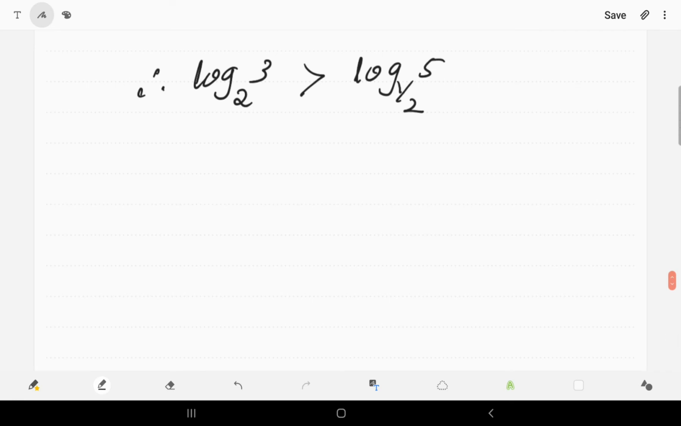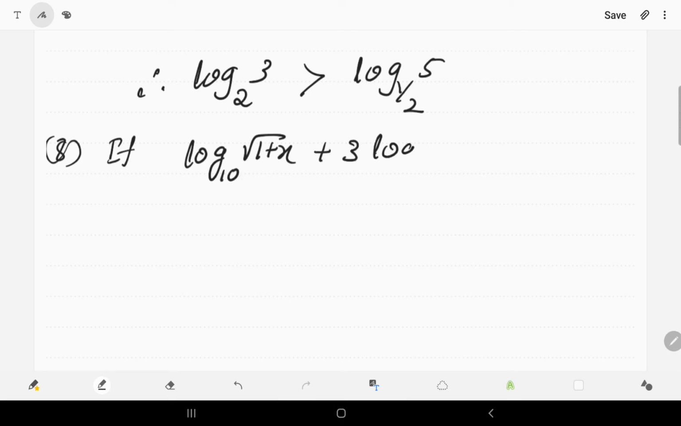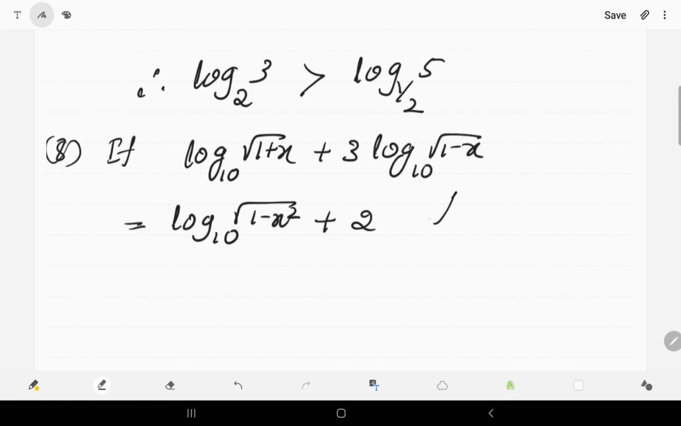Next one. If log of root 1 plus x to the base 10 plus 3 log of root 1 minus x to the base 10 is equal to log of root 1 minus x square to the base 10 plus 2, find x.